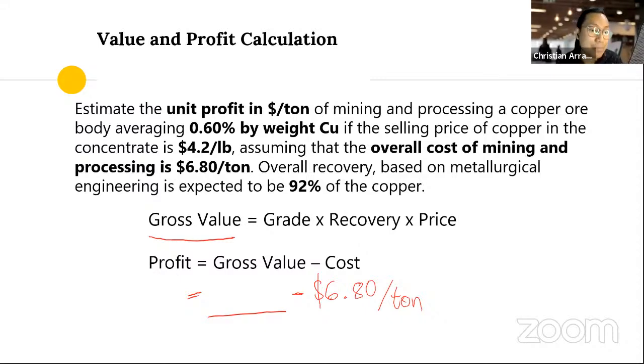Yung iba sa inyo, kung mabilis kayo mag-isip, mabilis kayong advance mag-isip. Kung mabilis kayo mag-calculate, then by all means, you can already calculate what the answer is. But for the rest, baka nahihirapan, no? Baka mahuli. So, this is 0.6, okay? But take note, this is 0.6%, right? So, ang grade natin ay 0.6%.